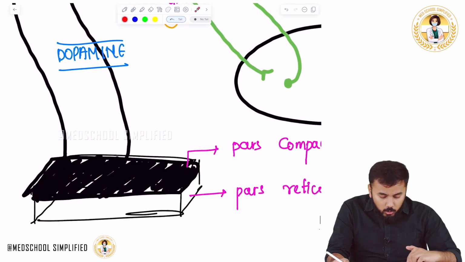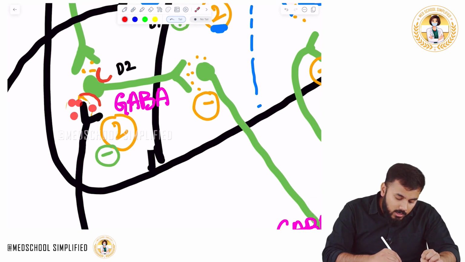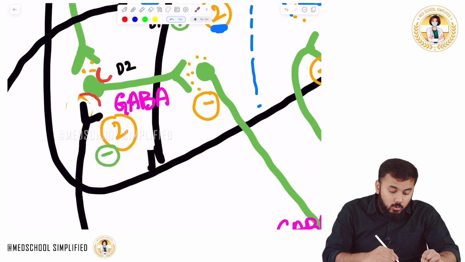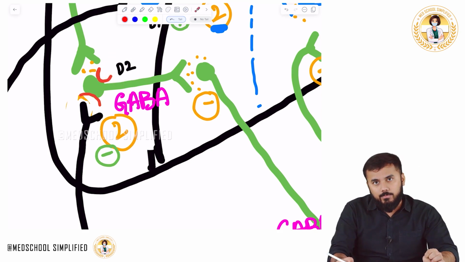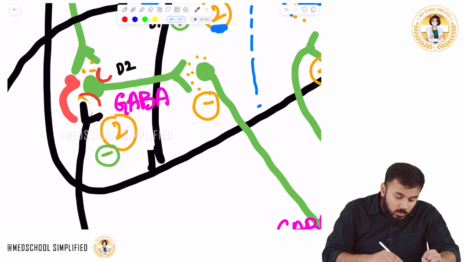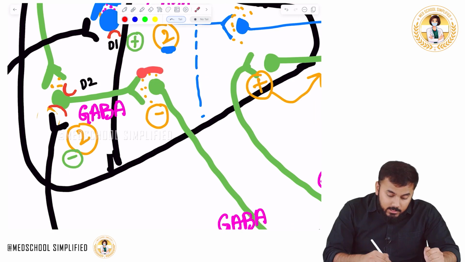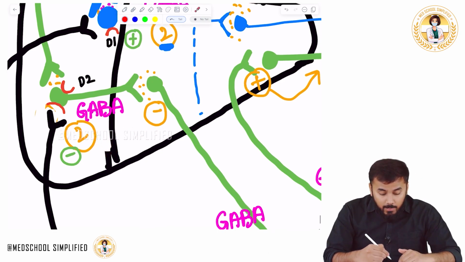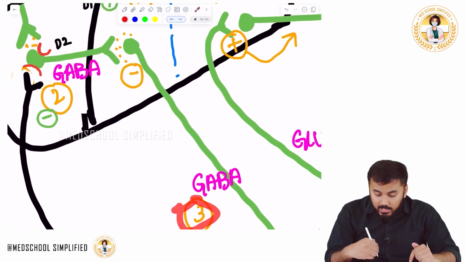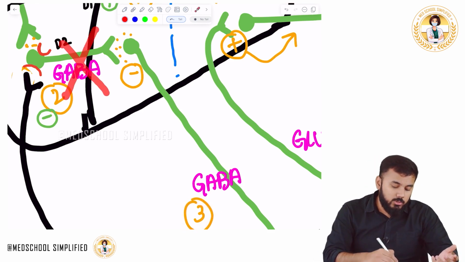Okay. Now go to the neuron number 2. This neuron number 2 also releases what? Dopamine over here. But this dopamine is falling on which receptor? It is falling on D2 receptor. Okay. So when it falls on this D2 receptor, which is an inhibitory receptor, this neuron number 2 is inhibited. Once this neuron number 2 is inhibited, now do you think neuron number 3 is under any inhibitory control right now? No, because neuron number 2 is not working.